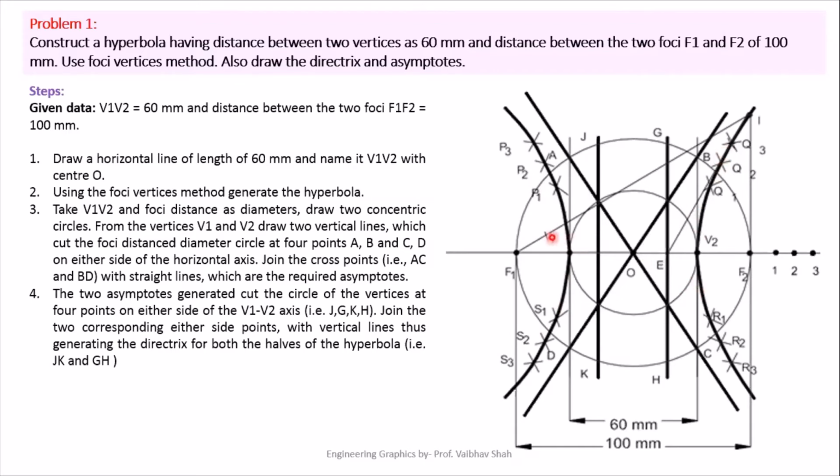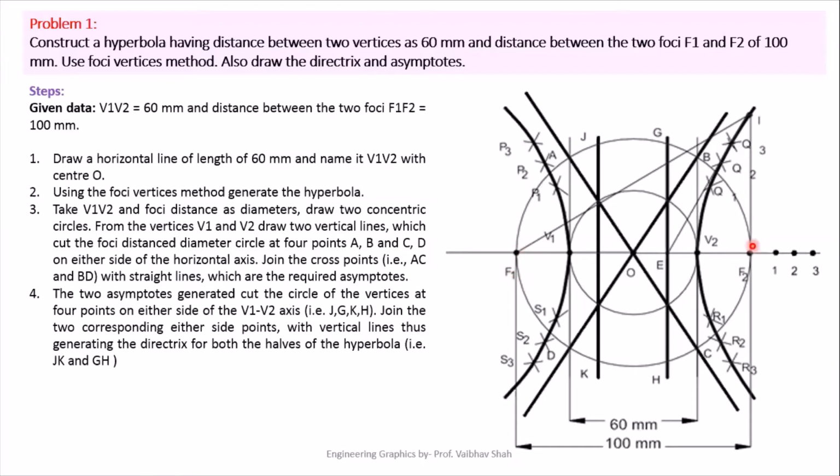Now let us understand the procedure to draw the directrix and asymptotes. First of all, we will find the asymptotes, and after that we will see the procedure to draw the directrix. Take out your rounder once again, put it at center point O, and take the radius equal to half the focal distance, that means the radius OF1.